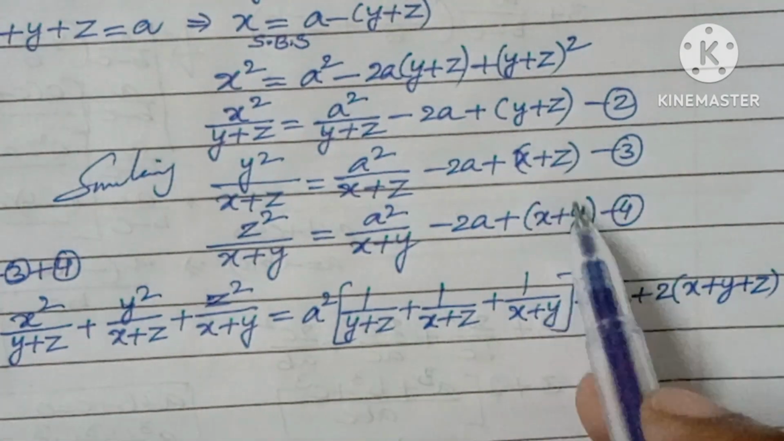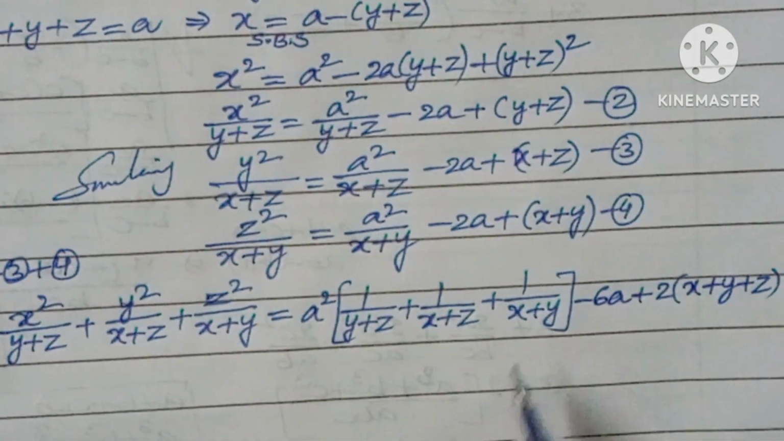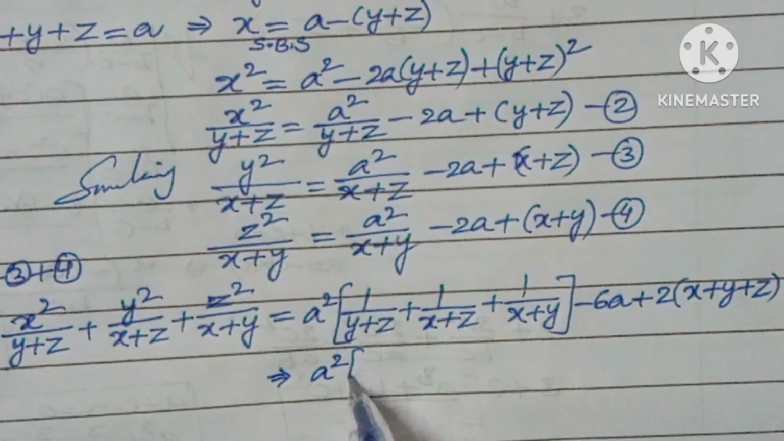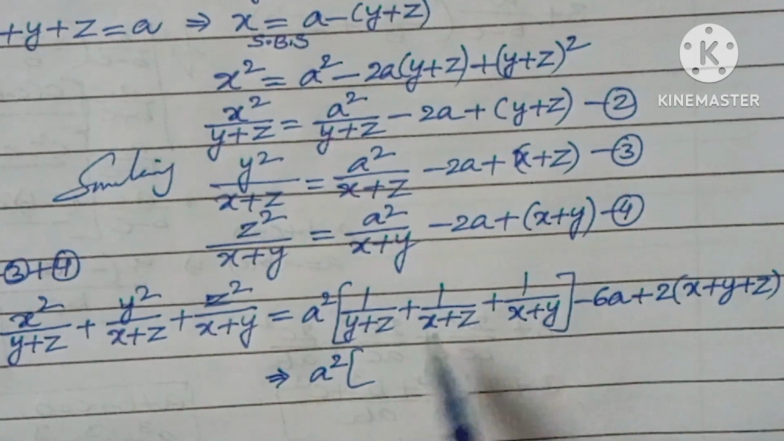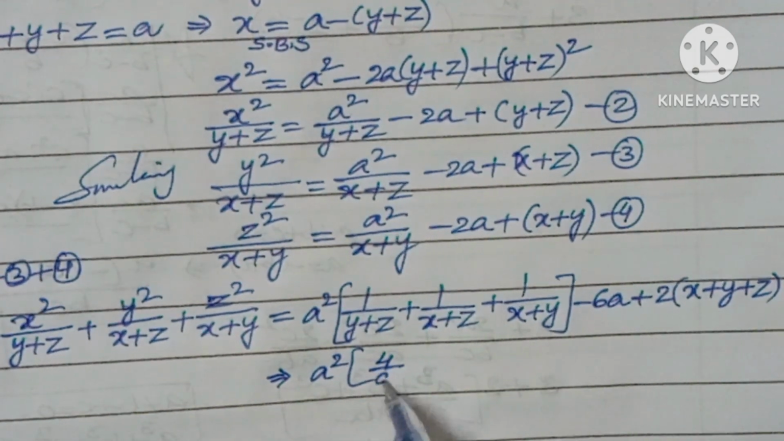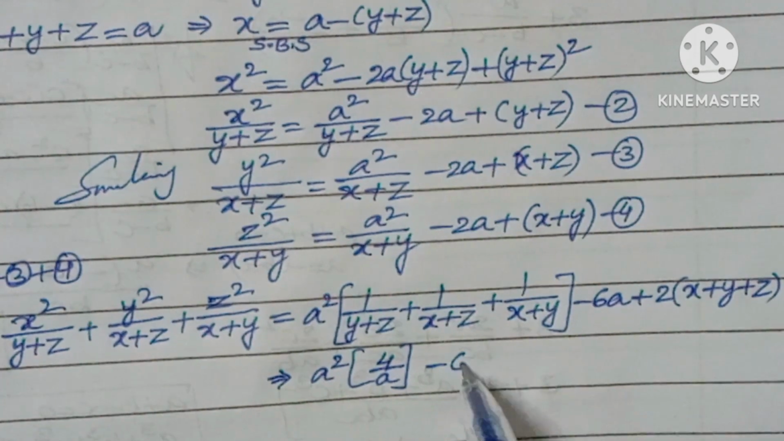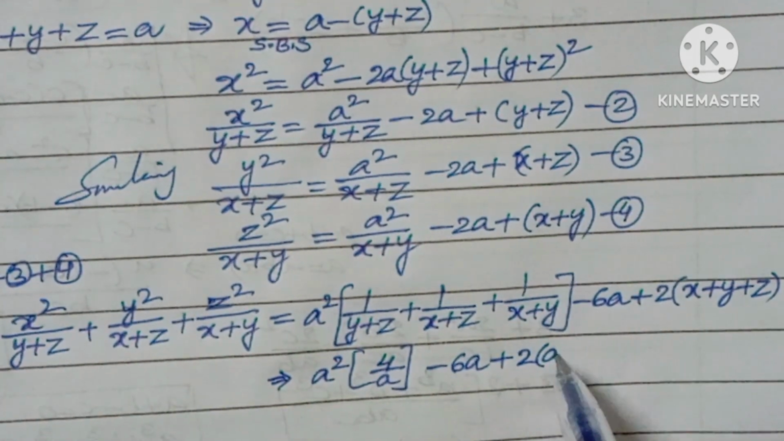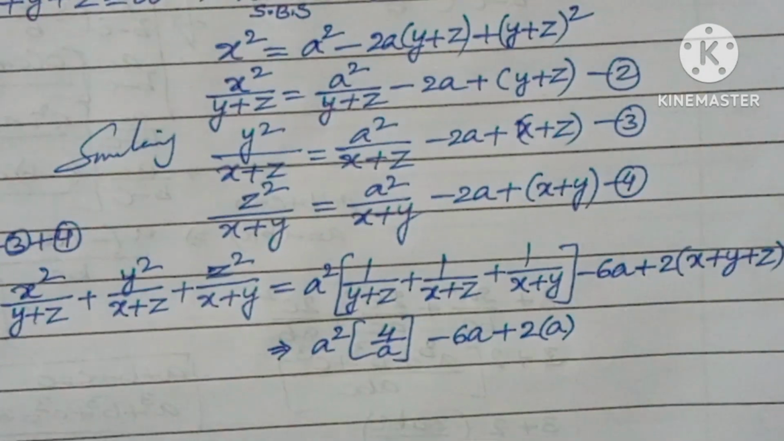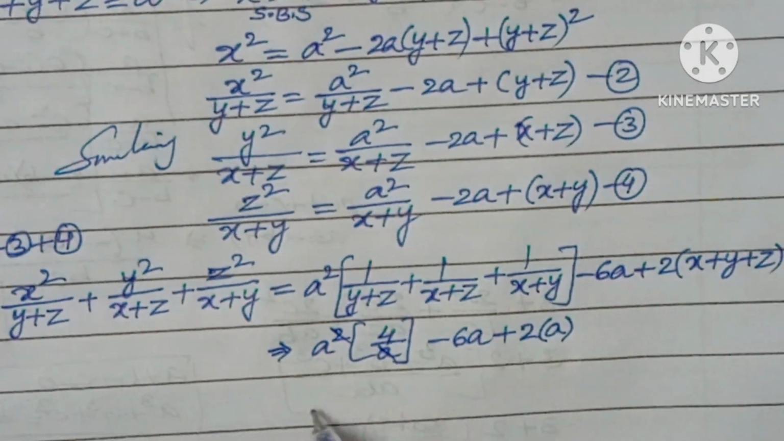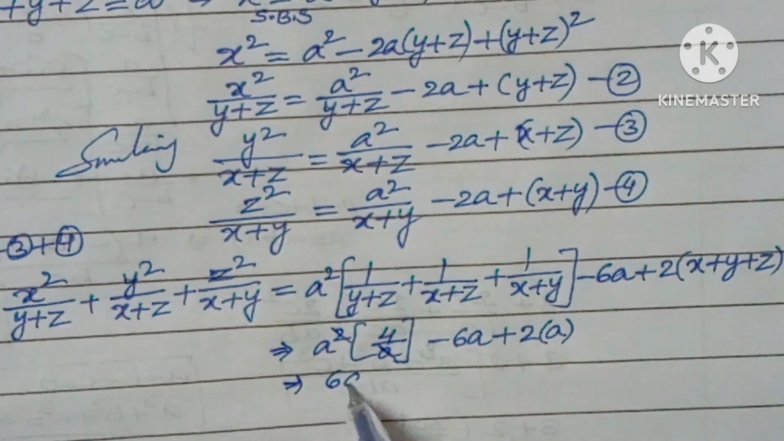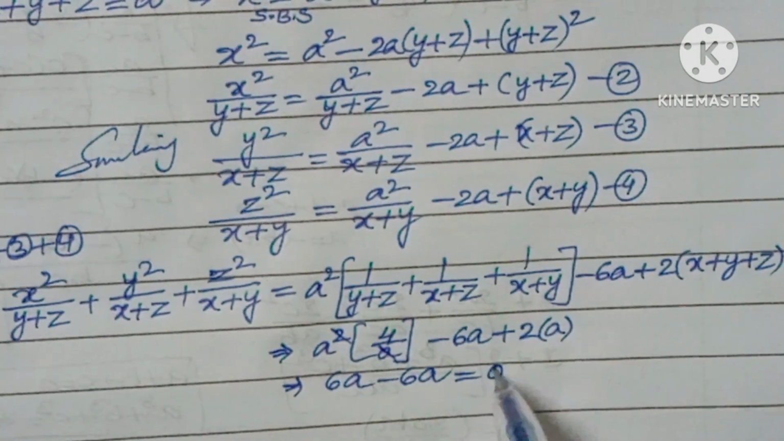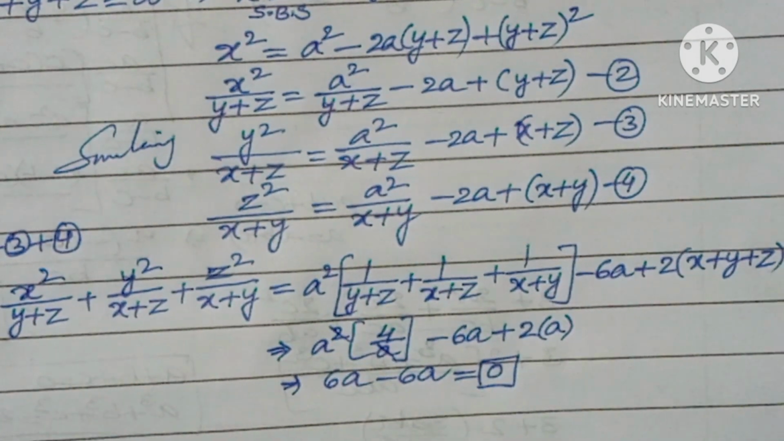So here 2 times you'll get the x value, y value, z value. If you substitute the values here, a square into, already you got this value as 4 by a, minus 6a, plus already you have taken x plus y plus z as a, so 2a. So a gets cancelled. Here you are getting 6a minus 6a. We are getting 0.